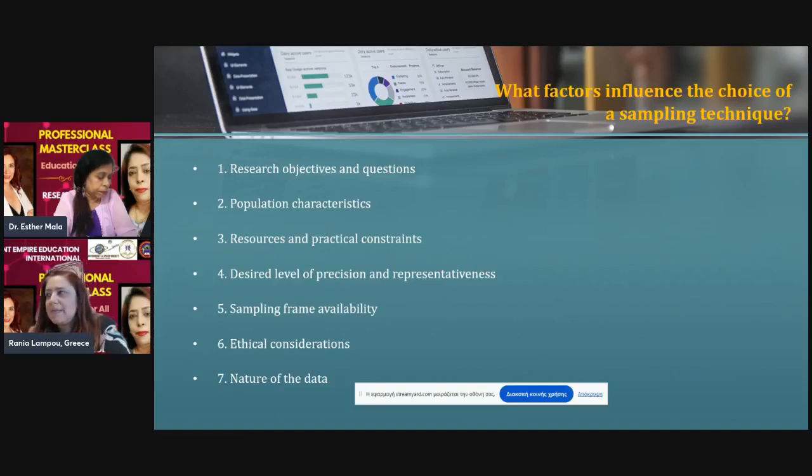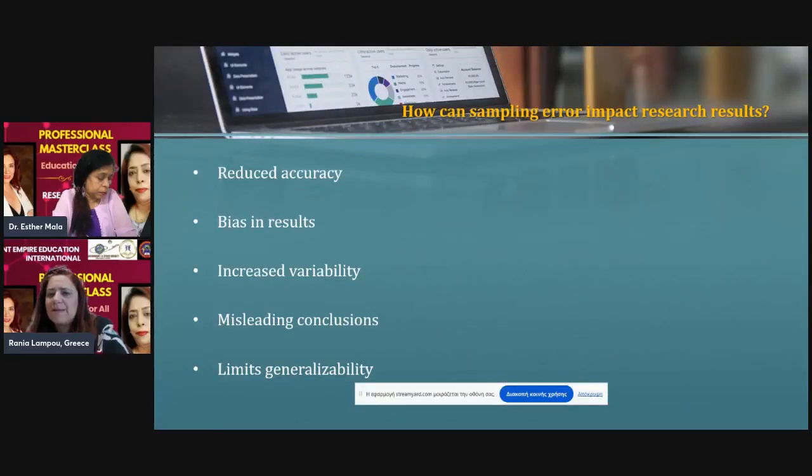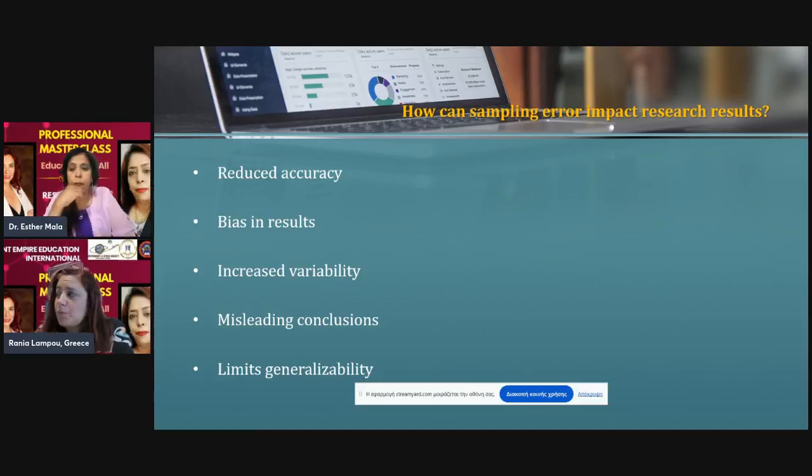Choosing a sampling technique involves balancing research goals, the population characteristics, the resources, the ethical concerns, and desired data quality in order to select the most appropriate method. And how does sampling error impact research results? Sampling error occurs when the sample selected does not perfectly represent the entire population. This can lead to estimates that differ from the true population values, making results less accurate.